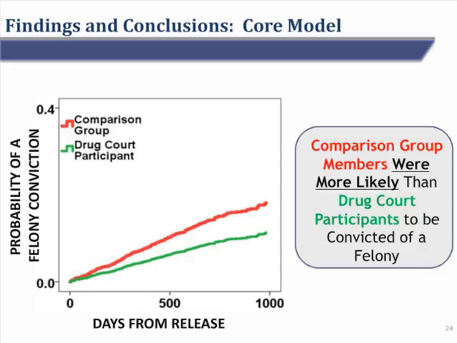The findings from our core model support our conclusion that expansion drug court participants are less likely to recidivate than similar people who committed similar crimes and were sentenced to prison. Just to help orient you all with this chart, lower means better. As you can see, as we follow the drug court exiters over time, that's the green line, they have a lower risk of being convicted of a felony than people in the comparison group, the red line.